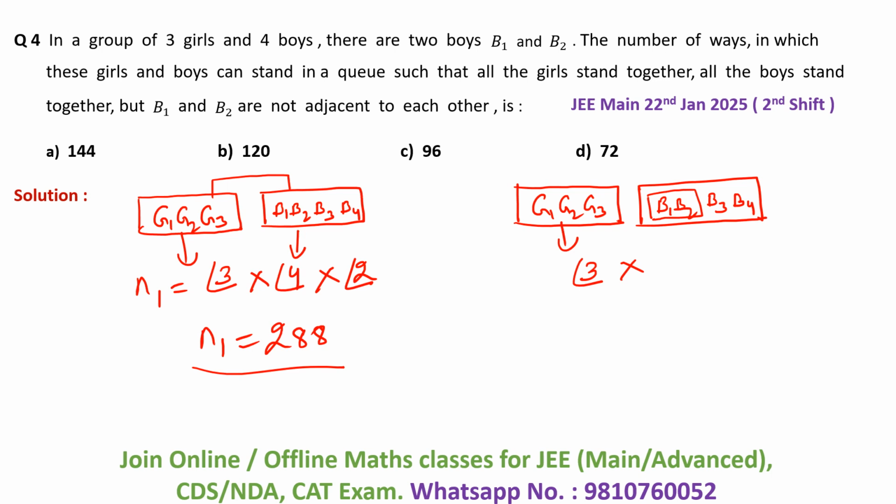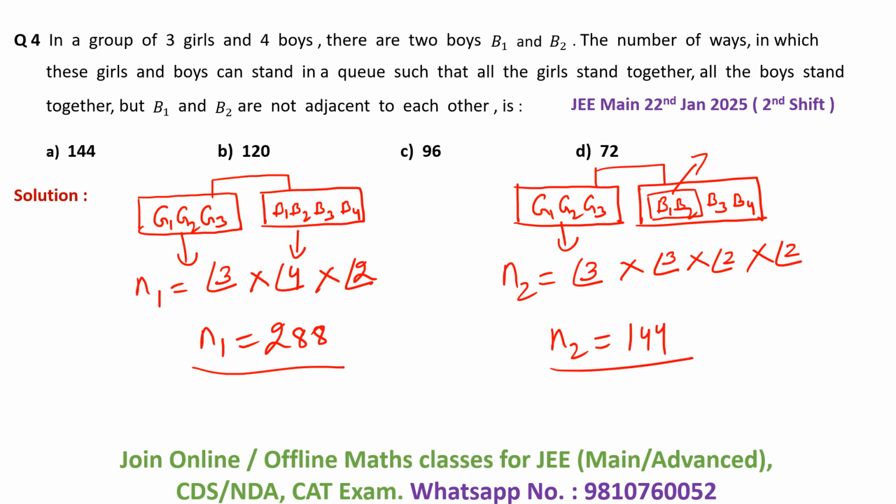Fine. So these boys can be permuted among themselves in 3 factorial ways, and then inside this particular block we have 2 items, that means 2 boys. So they can be permuted among themselves in 2 factorial again, and these 2 blocks can be permuted among themselves again in 2 factorial ways. So when you solve this, the value n2 comes as 144. So now our answer is n1 minus n2, and that is equal to 144. So hence option A is the correct one. Now students, we move towards the next question.